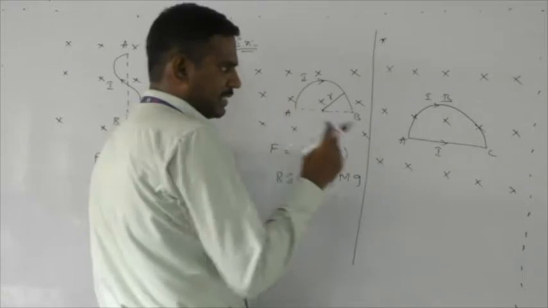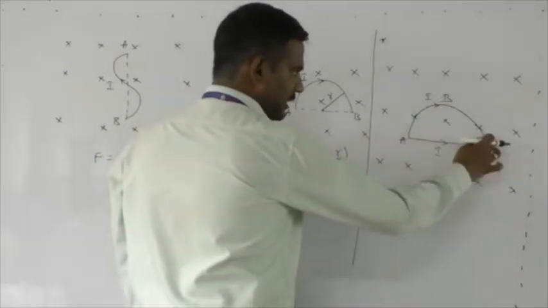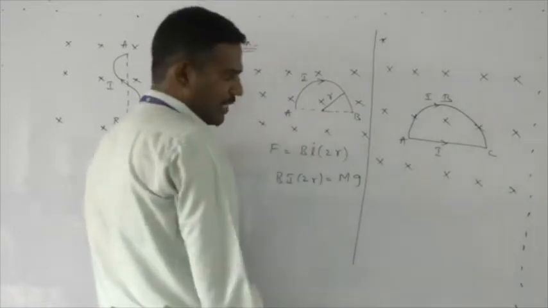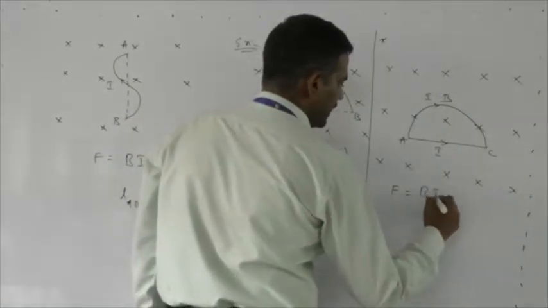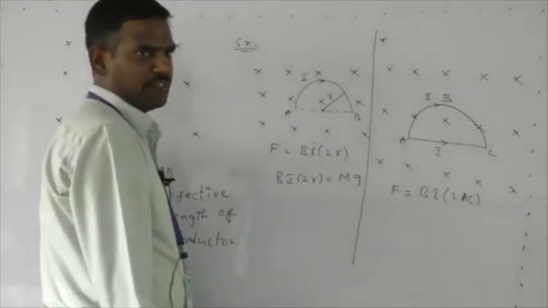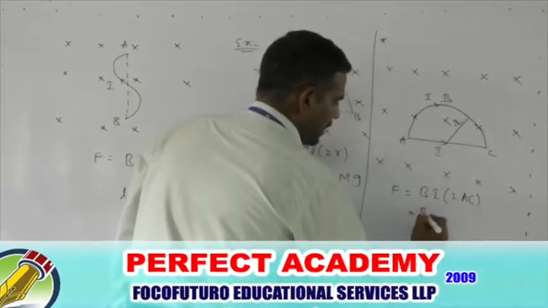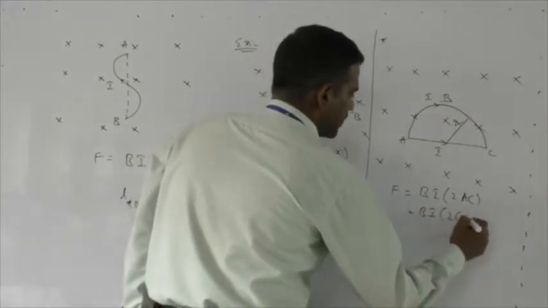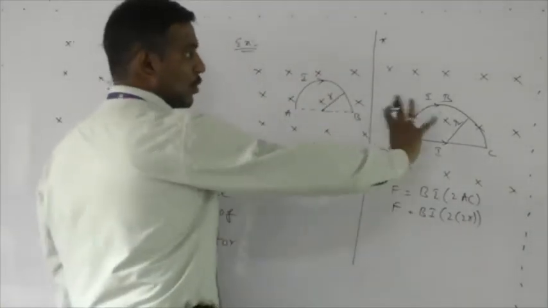Here, two conductors are there, one and another one is 2. Its effective length and its length both are the same. Therefore, what I can say, F will be equal to B into I into 2 times AC. If I think its radius is R, then what I can write? B into I into 2 times 2R. This is going to be the force acting on this loop.